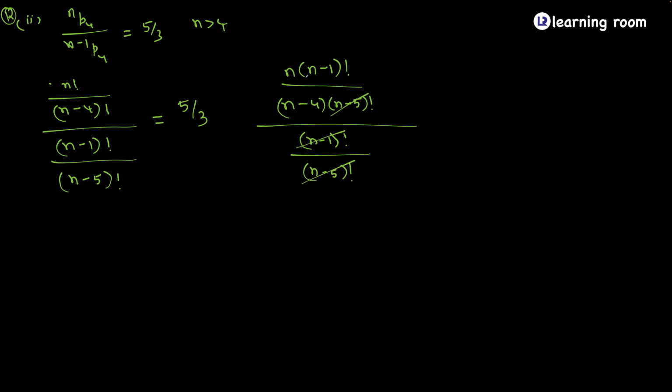Cancel this and this are gone. So this will be equal to 5 divided by 3. Cross multiply. 3n will be equal to 5n minus 20. So 2n should be equal to 20 and n should be 10. This is the answer. Got it? So the answer is 10. Is it right? Understood.